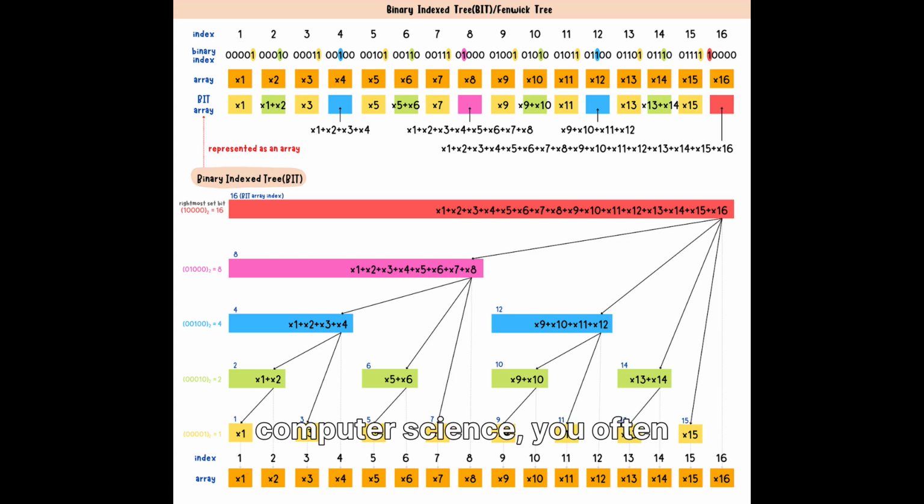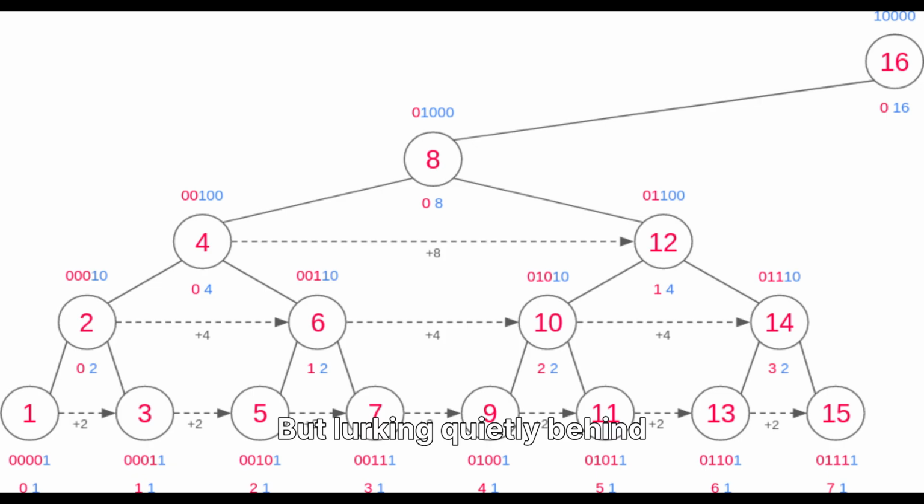In the world of computer science, you often hear about famous data structures like arrays, stacks, and binary search trees. But lurking quietly behind the scenes is one of the most elegant, efficient, and surprisingly powerful tools, the Fenwick tree, also known as the binary index tree.